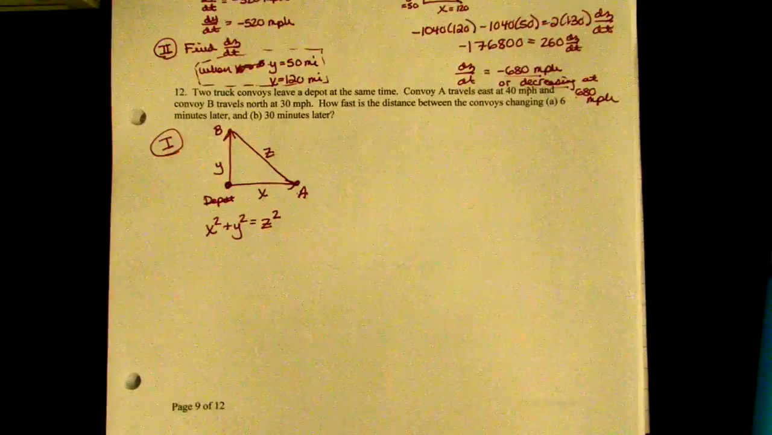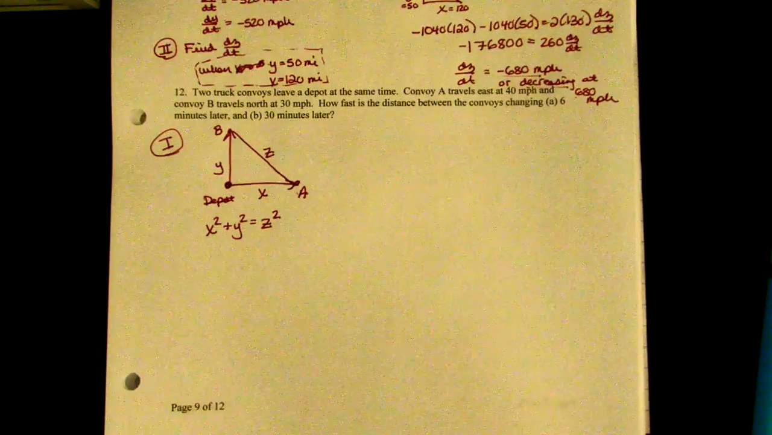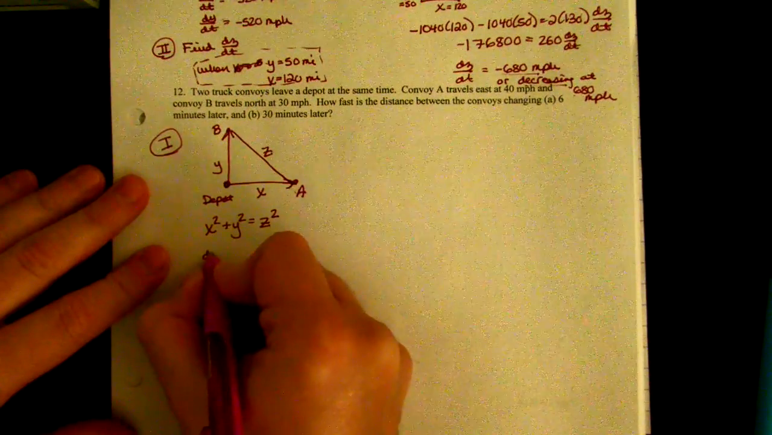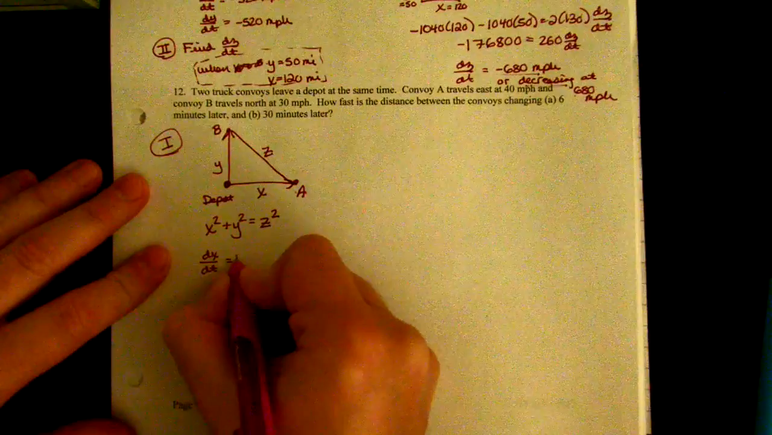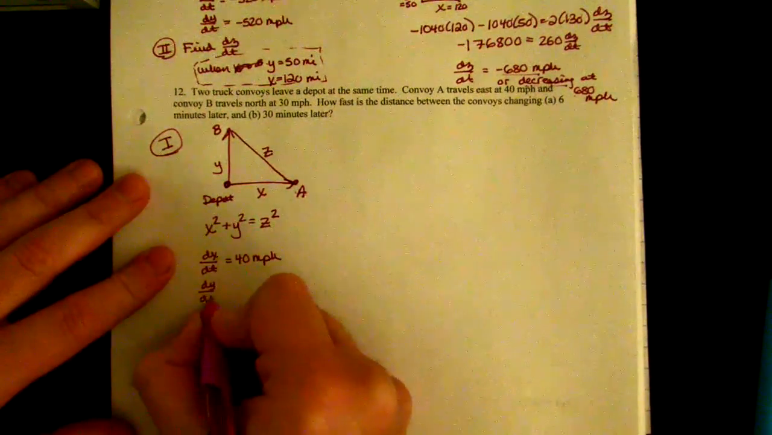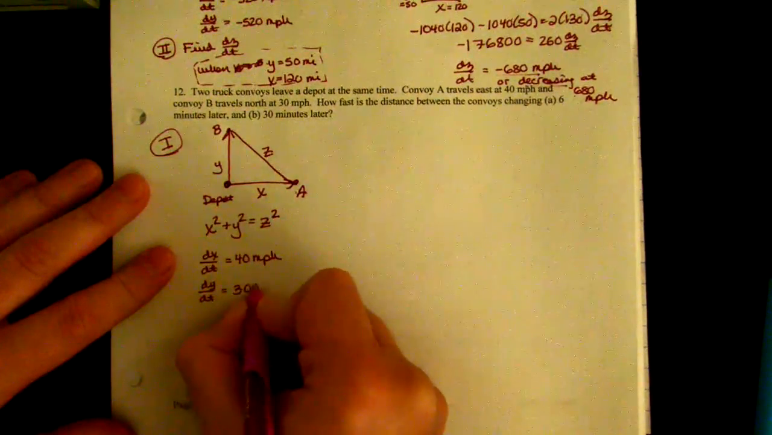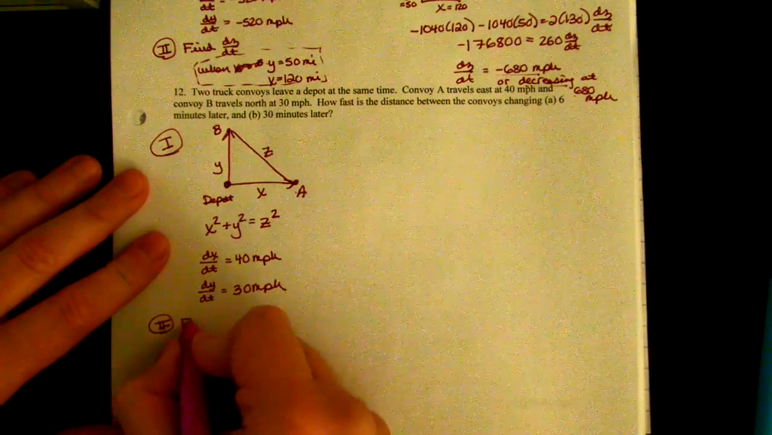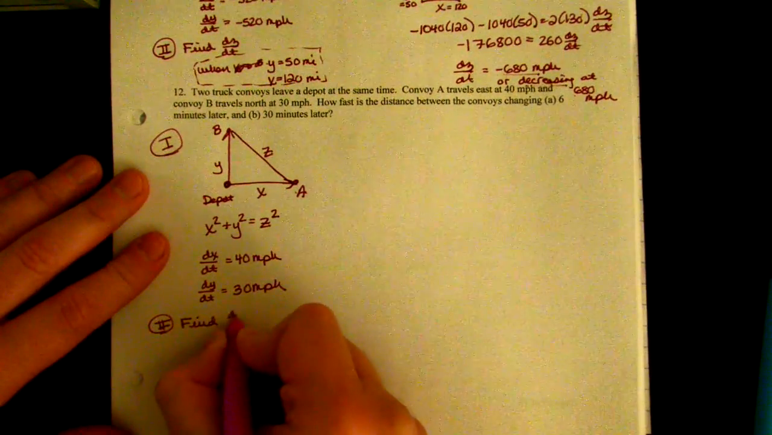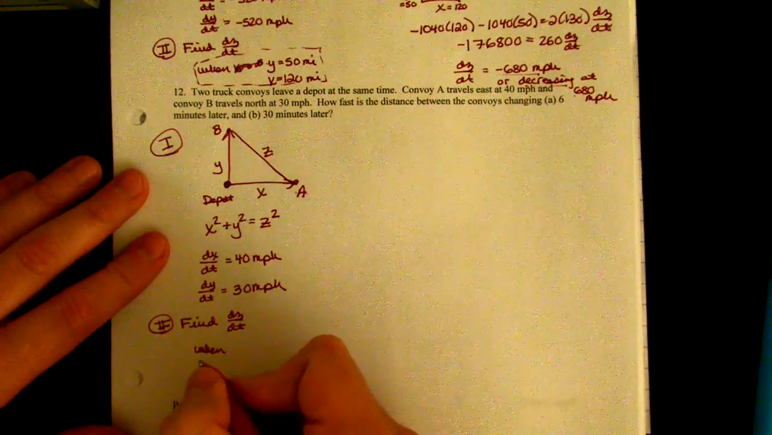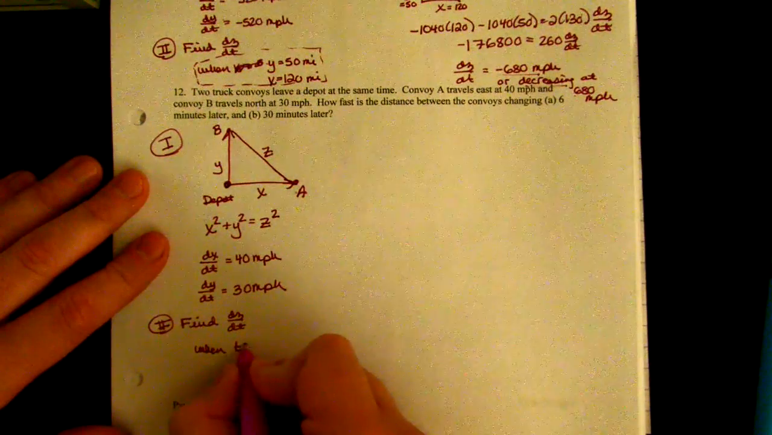See if you can do the rest of your part 1 and then part 2. So I know dx/dt equals 40 miles per hour. I know my dy/dt equals 30 miles per hour. Part 2, I want to find dz/dt. And I want to do this when, let's see. Oh, this is kind of strange.